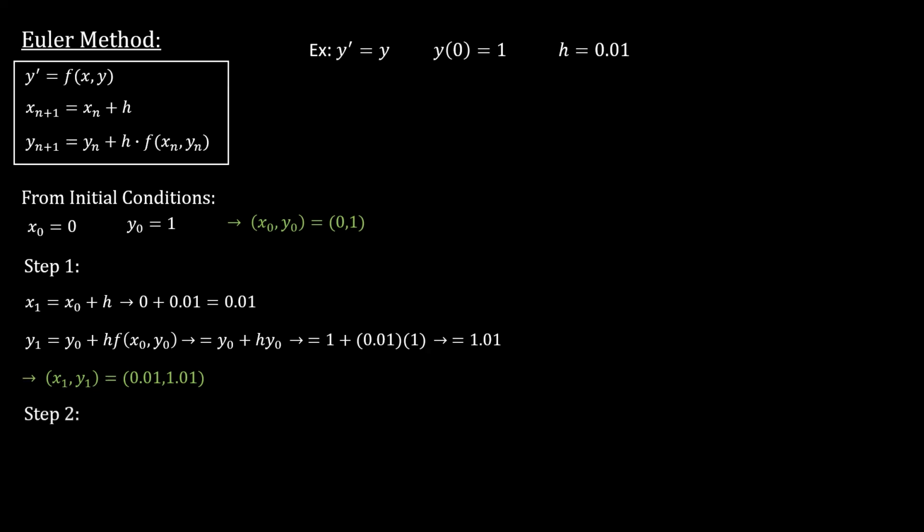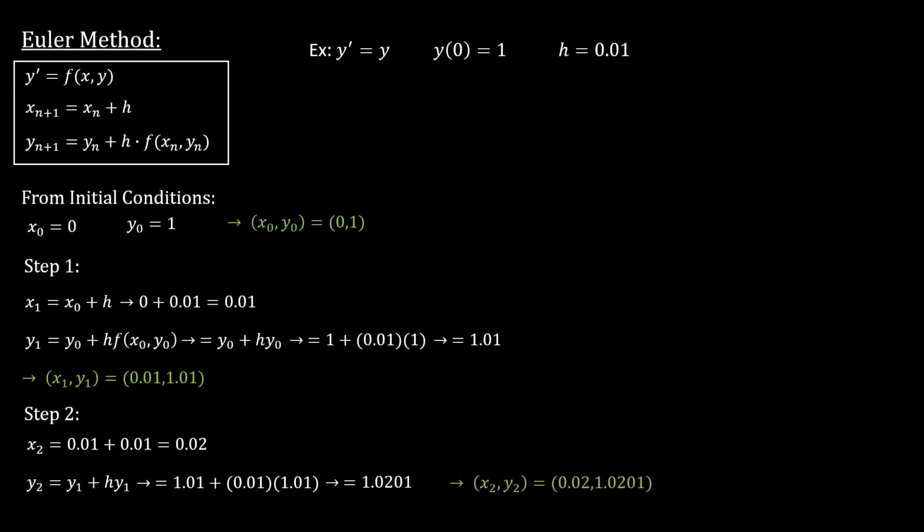Let's do another step. In step 2, we're gonna find x2, and you can see we just plug in the numbers. It will be x1 plus the step size, so 0.01 plus 0.01, which equals 0.02. And then for y2, simplifying, it is y1 plus h times y1. So it will be 1.01 plus 0.01, the step size, times 1.01. When you multiply all of these numbers, you end up with 1.0201. Writing this in coordinate form, x2, y2 equals (0.02, 1.0201).